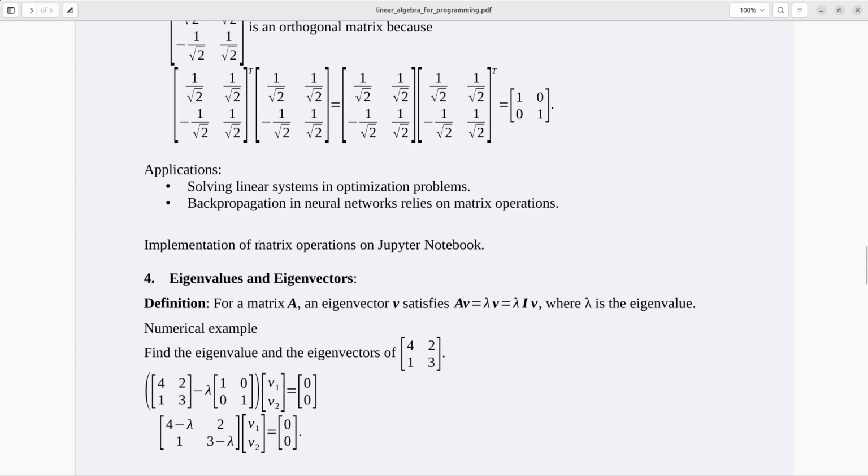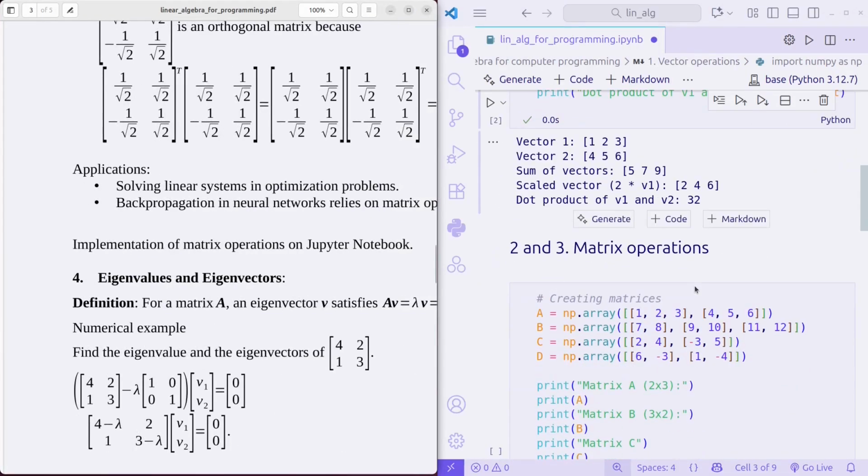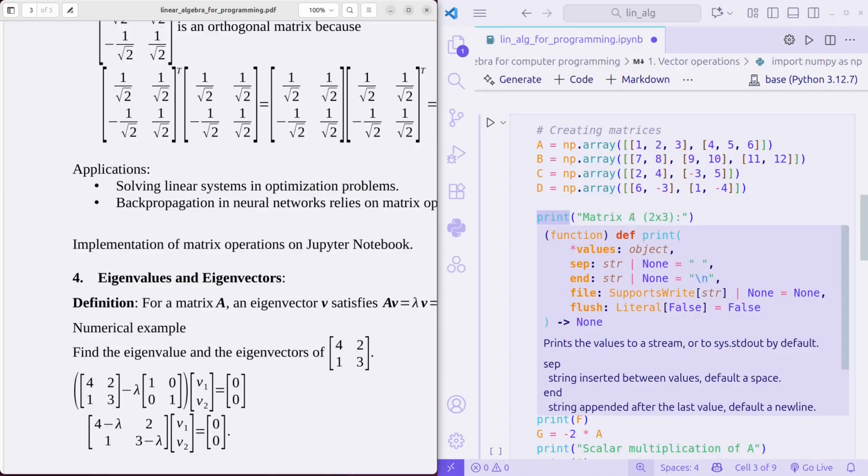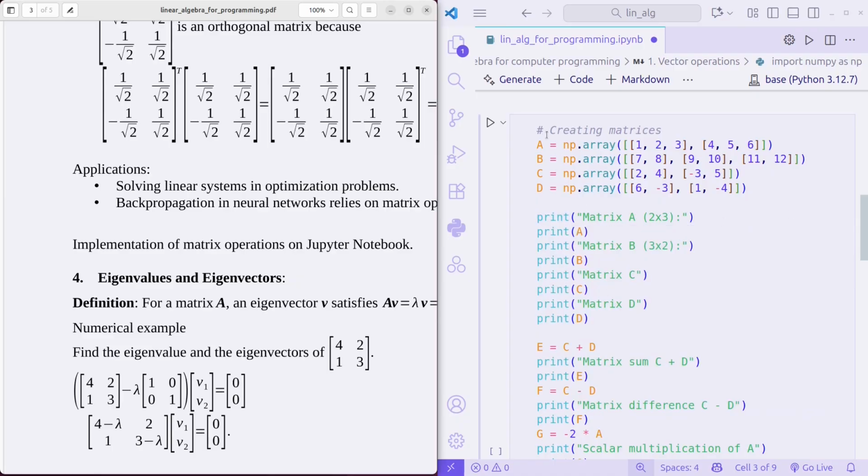So let us see how we can implement the matrix operations in Jupyter Notebook. Suppose I have these matrices in the form of arrays, and then I'm able to show the content that is created for A, B, C, and D.